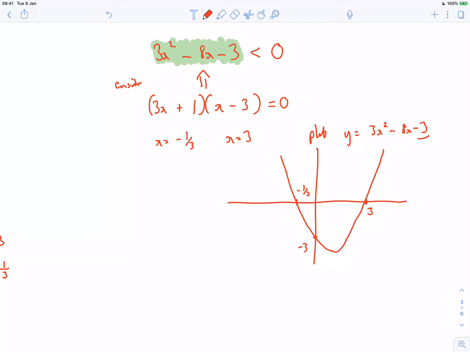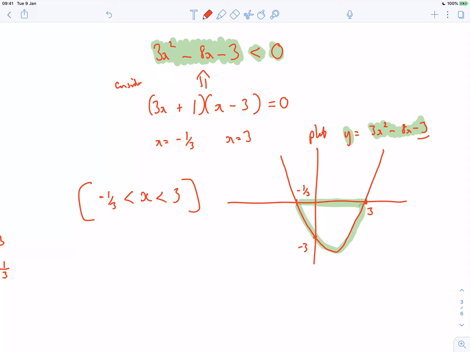Now, I want to know where this curve, this 3x squared minus 8x minus 3, has an output y that is less than 0. Well, that's these points here, right? All these values have y coordinates less than 0. And they correspond to this part on the x line, i.e. when x is between minus a third and 3. So that would be my answer.